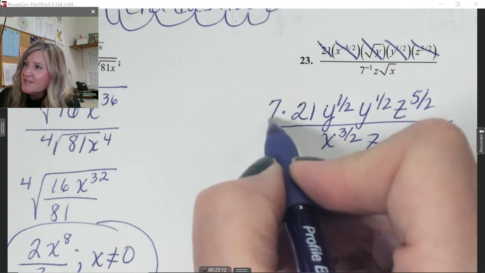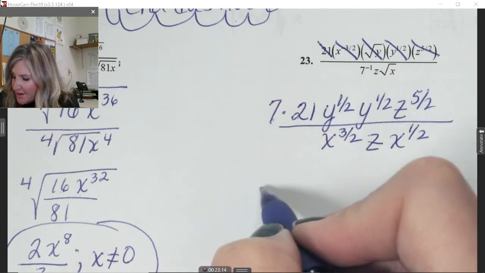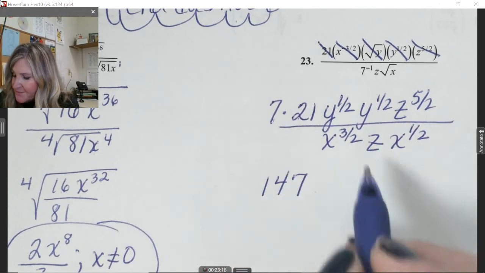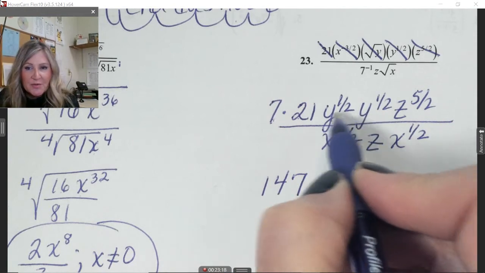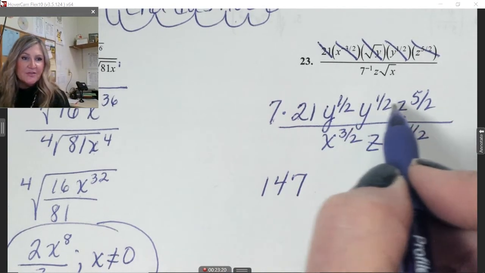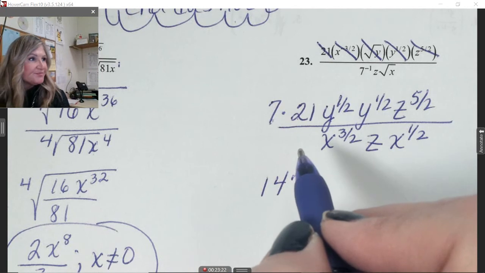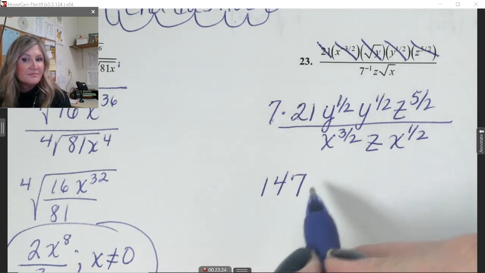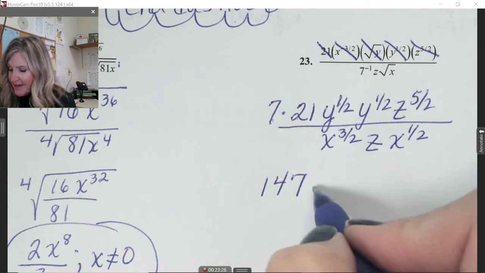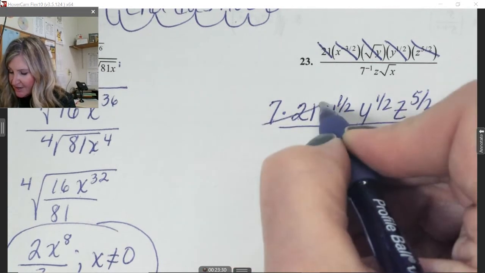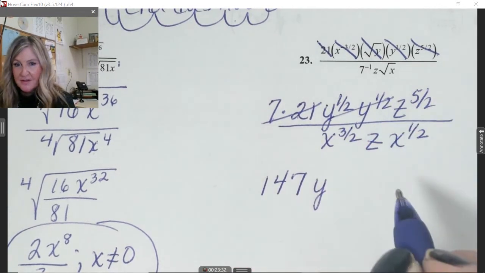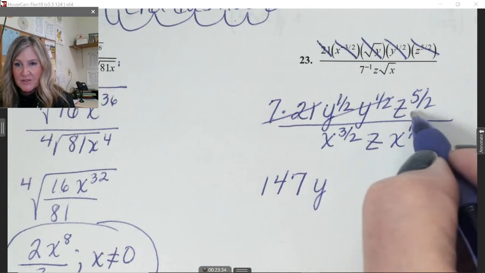All right, let's start simplifying. 7 times 21 is 147. What do I do when I'm multiplying and my bases are alike? What do I do with the exponents? Add them. So what am I going to have? Just y. So I took care of those. I took care of that. All right, let's see what else we got.